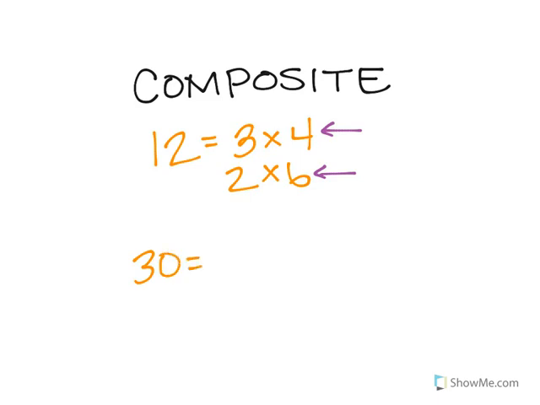Another example of a composite number could be the number 30. A few different ways we could do that. We could do 15 times 2. We could do 10 times 3. We could even do 6 times 5. What I'd like you to do right now is think of maybe 2 or 3 different composite numbers, and maybe even find the factors that you multiply to get those numbers.